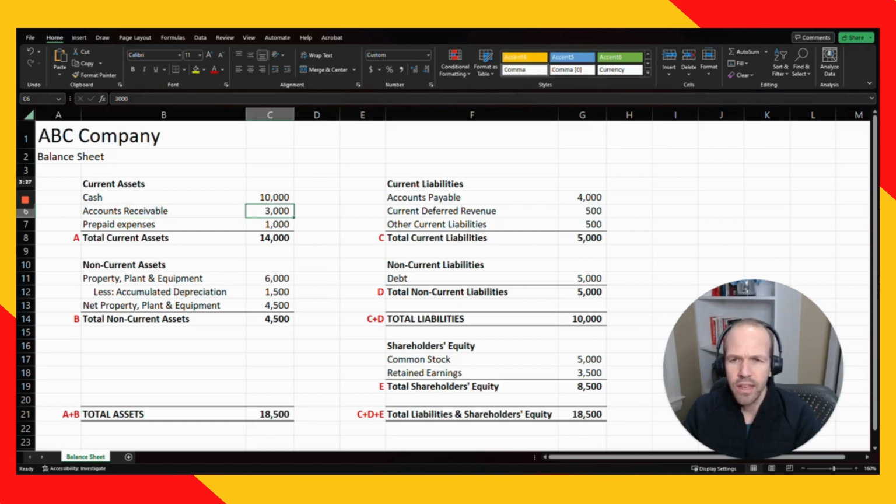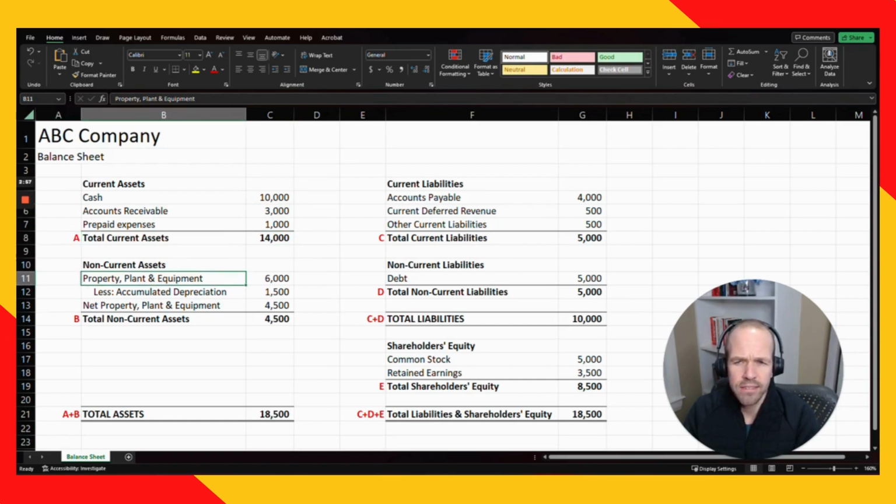In this case, there's 3,000 of that. And then prepaid expenses. Sometimes you might buy software for the next 12 months, or you might pay expenses in advance. These sit on your balance sheet as an asset because you've paid for something in advance that you haven't used yet. And so that's considered a current asset as well. So that is your total current assets, and we've labeled that A.